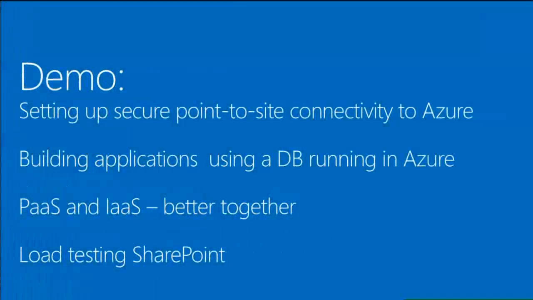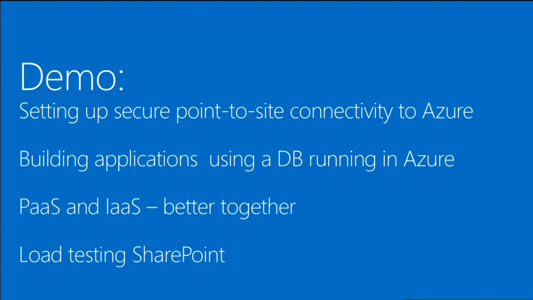So from this point in time, I'm going to move to a demo mode where I'm going to show you a few things. I'm going to show you how easy it is to set up this point-to-site connectivity and a virtual network in Windows Azure. I'm going to show you how you can deploy virtual machines into them. The next thing I'm going to move on to is to show you how you could take advantage of this point-to-site connectivity to do some simple development work.